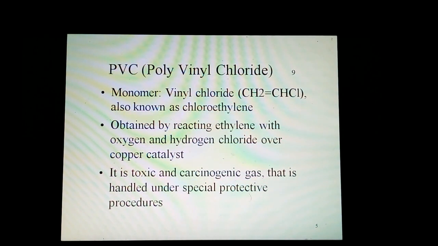Vinyl chloride is also known as chloroethylene. It is most often obtained by reacting ethylene with oxygen and hydrogen chloride over a copper catalyst. It is a toxic and carcinogenic gas that is handled under special protective procedures.